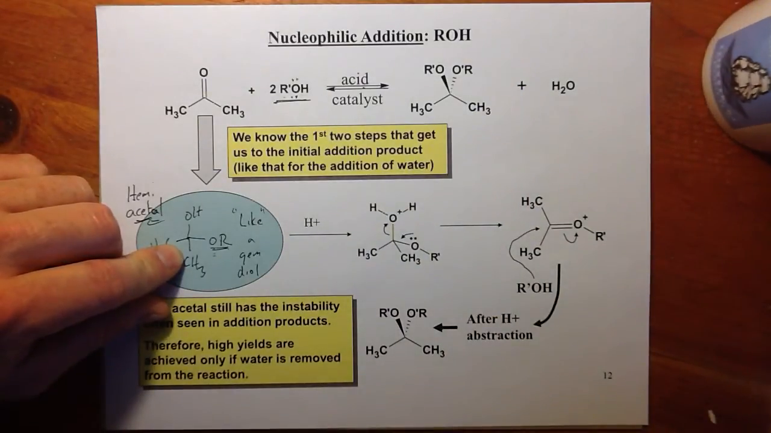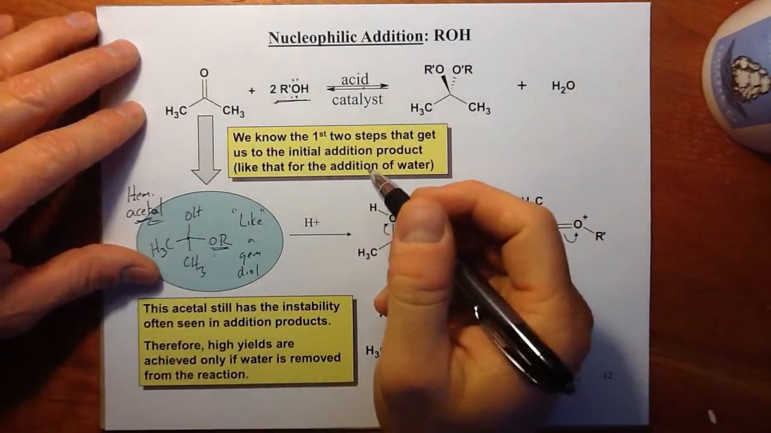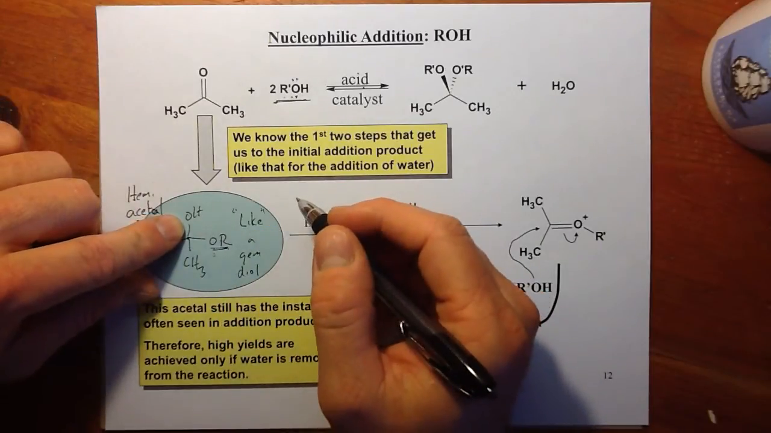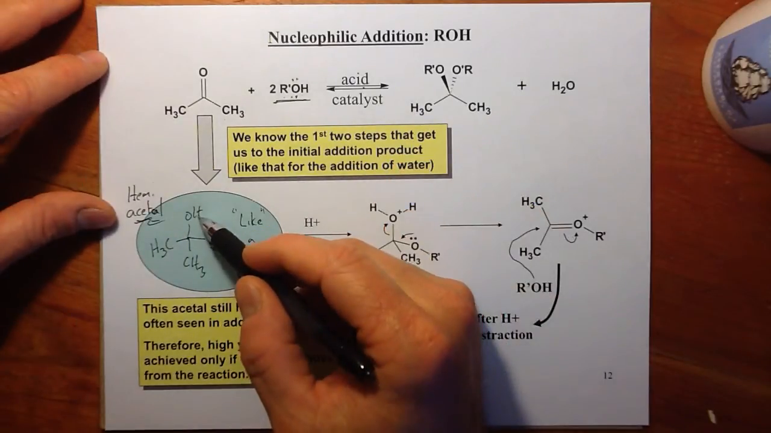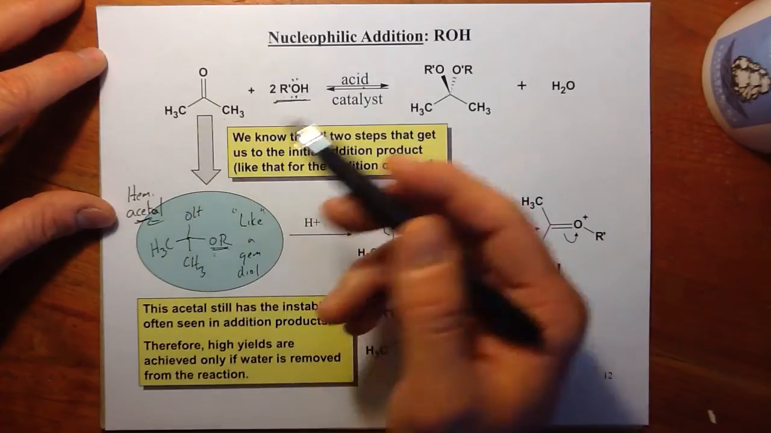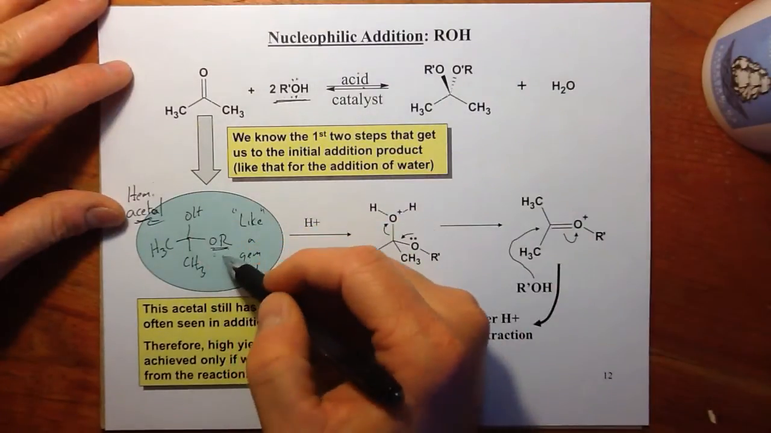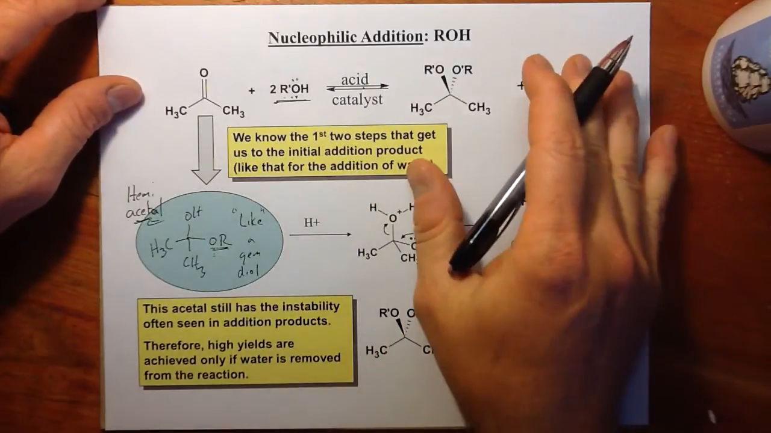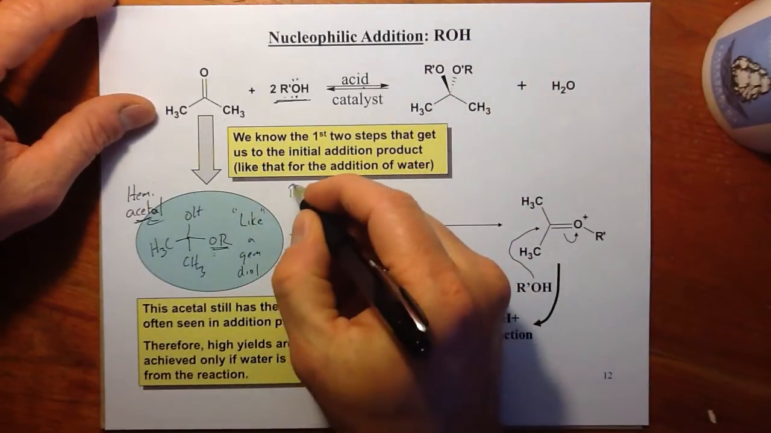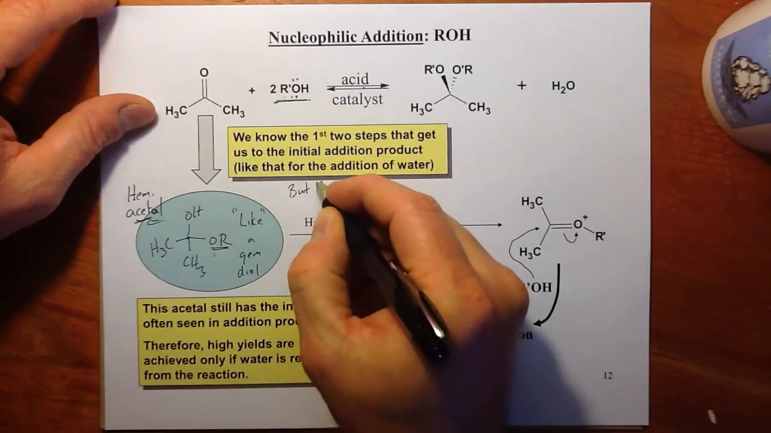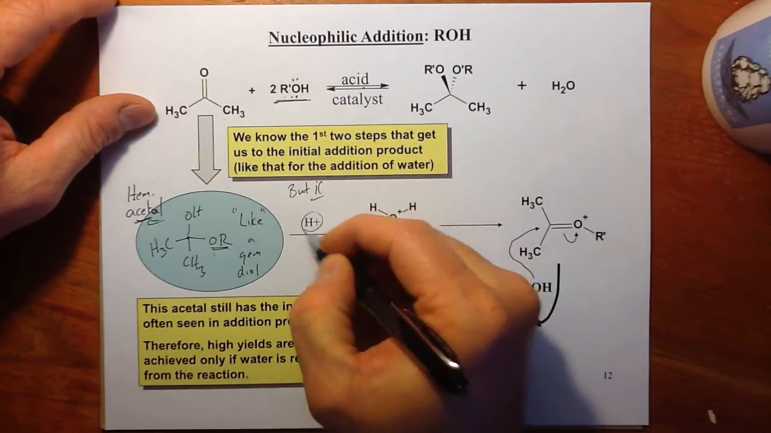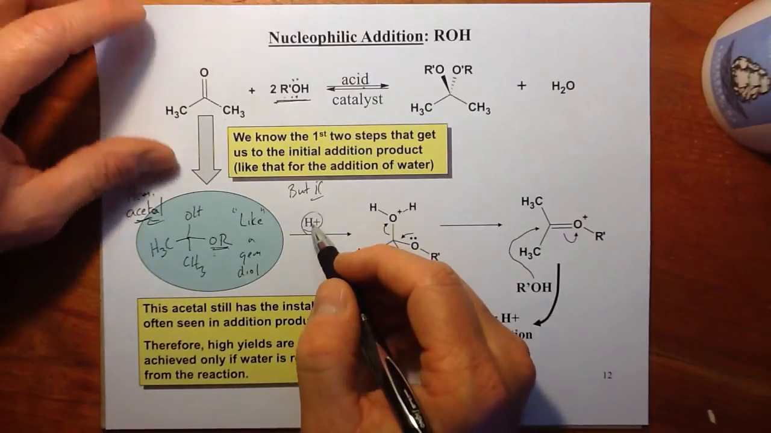If we want to go further than just the addition product and eliminate off water, we can't use base, because if I use base, I would just abstract the proton and be stuck there or drive off this OR group. That would give us nothing new. We'd go backwards.